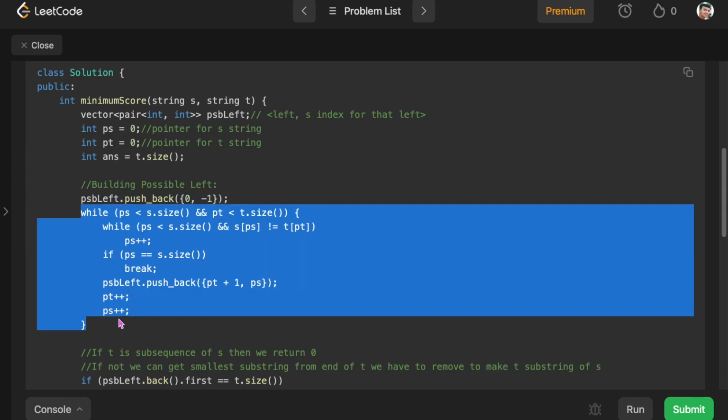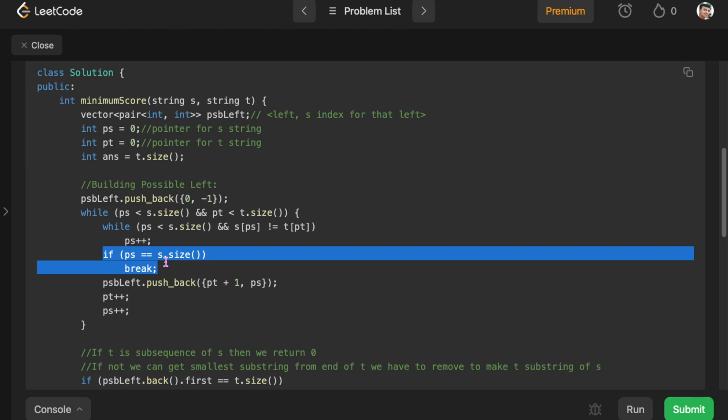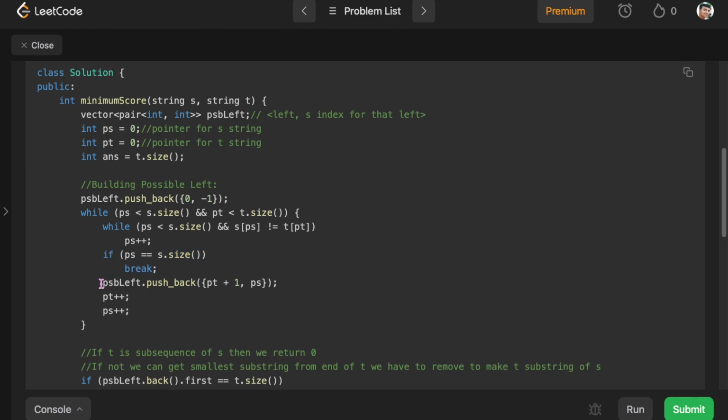Then we run this loop to fill all other possible lefts. In this loop we keep incrementing PS until S of PS and T of PT become equal. If we go out of bounds, we break because we won't get a possible left here. If not, we push a possible left into our vector. Possible left is PT plus 1 and corresponding S index for it, that is PS.